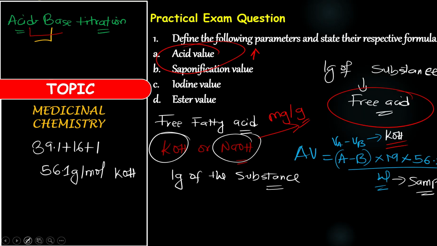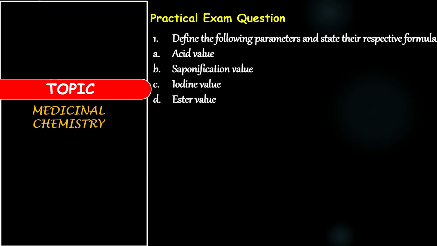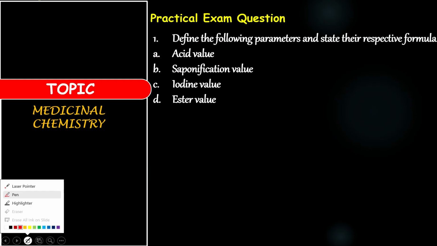All right, it's based on acid-base titration to give us what? Salt plus water. Is that okay? So that is for the first one. Let's see the second one, the saponification value.